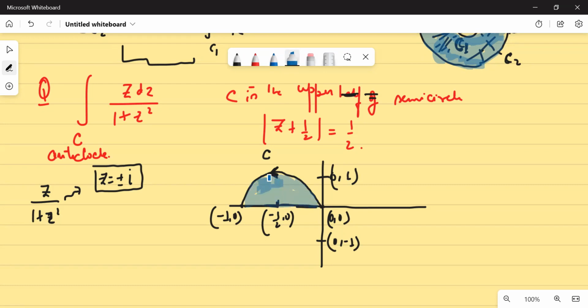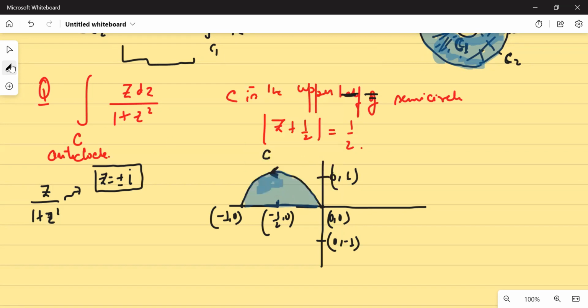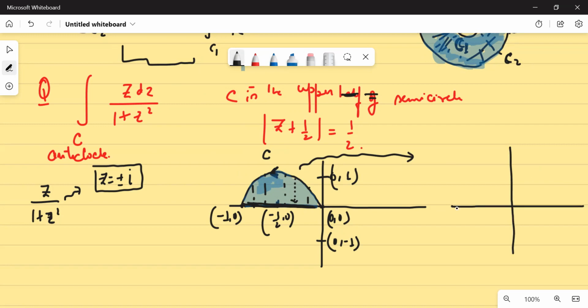It says that if I have no such singularities, I can continuously deform my curve into a different curve. So let's say I can deform my curve and make it parallel to this. This is your curve, and you have deformed the curve to this. If we apply the principle of deformation of contours, then this particular curve C will get deformed to this particular thing.